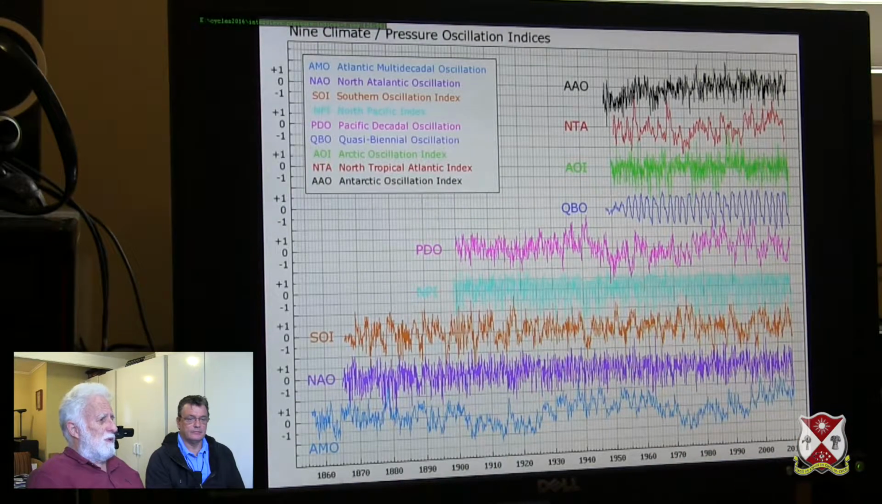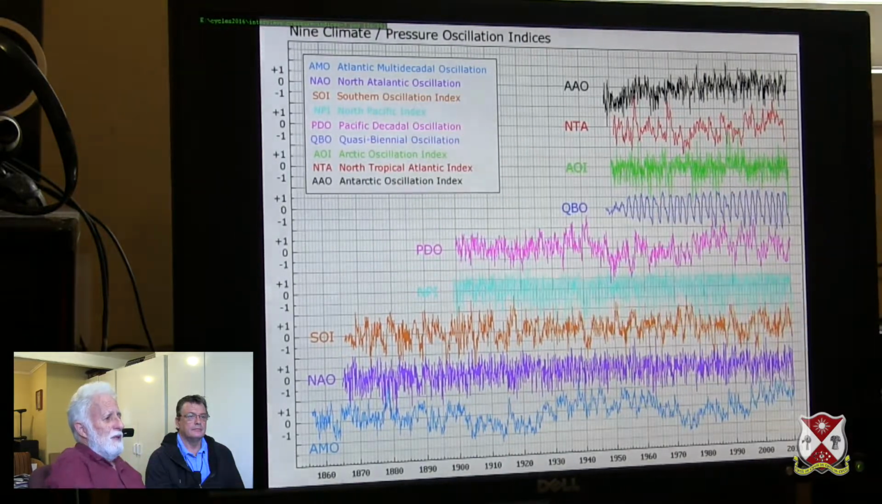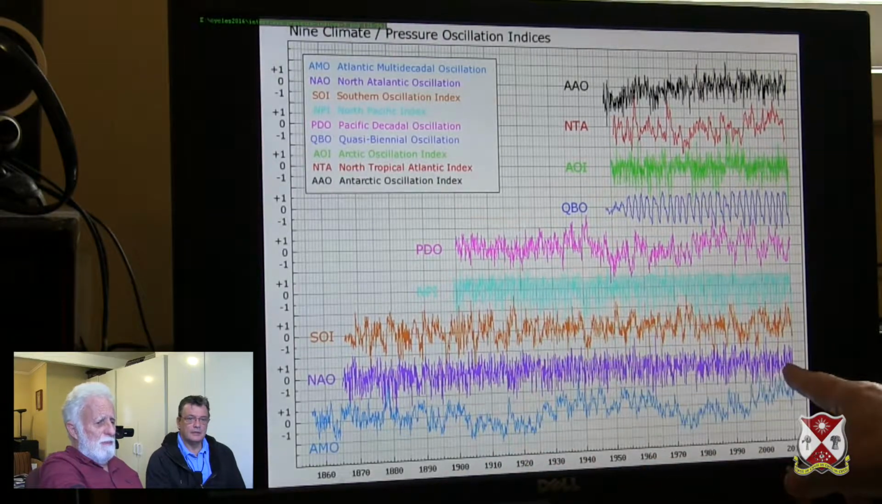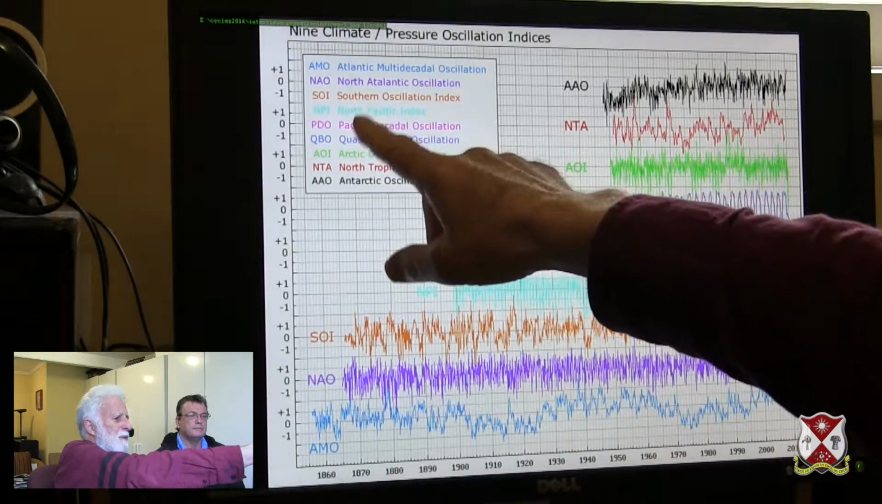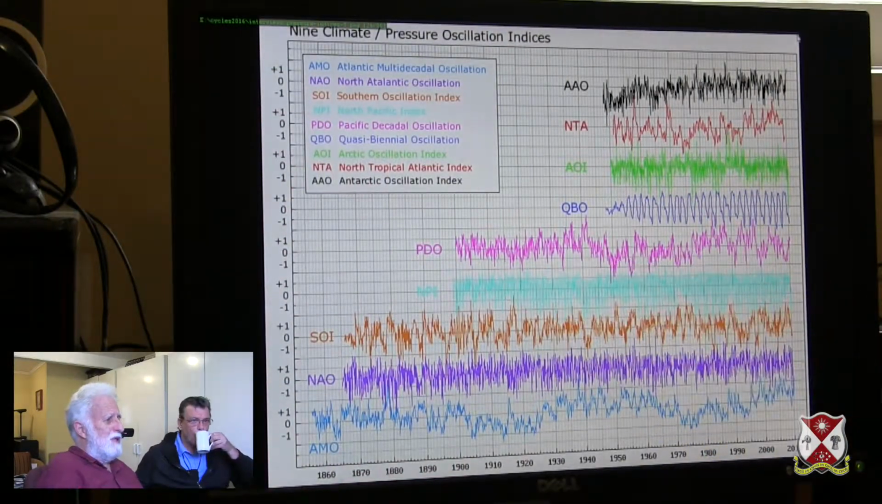So that's one. North Atlantic Oscillation. That one's a shorter term one, this one in purple. We've mentioned the Southern Oscillation. North Pacific Index, this one here, bright blue. You can see that looks very much like an annual thing, although there seems to be a little bit of modulation in it also.